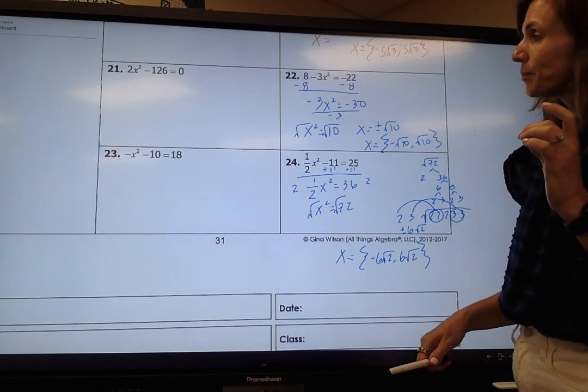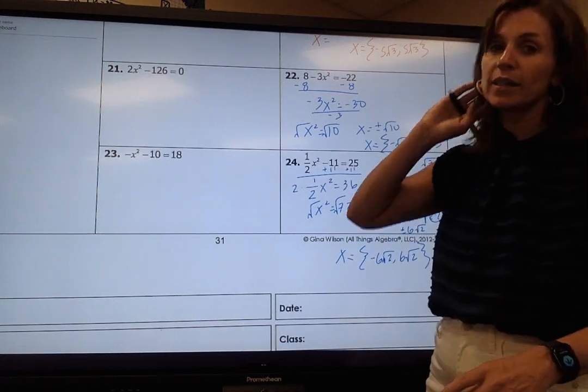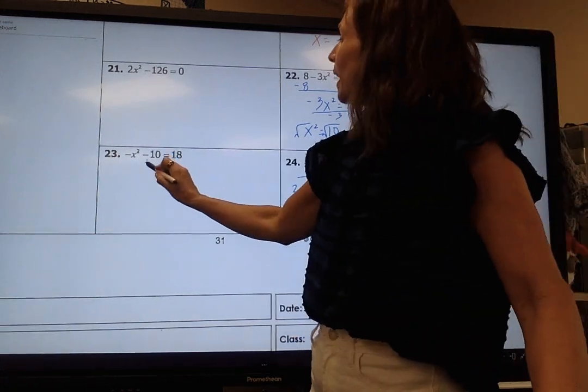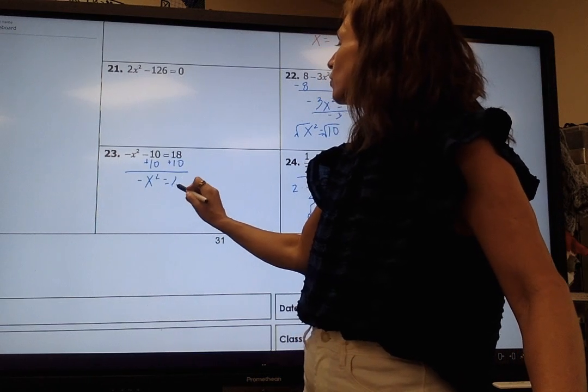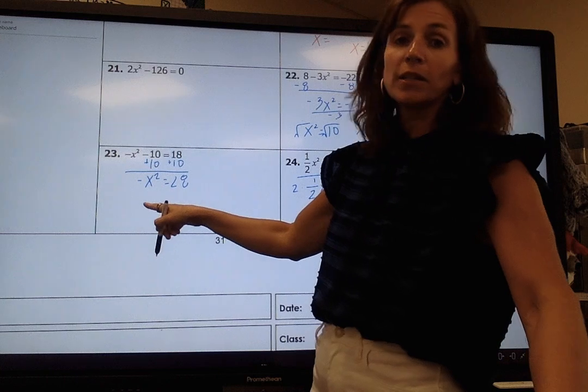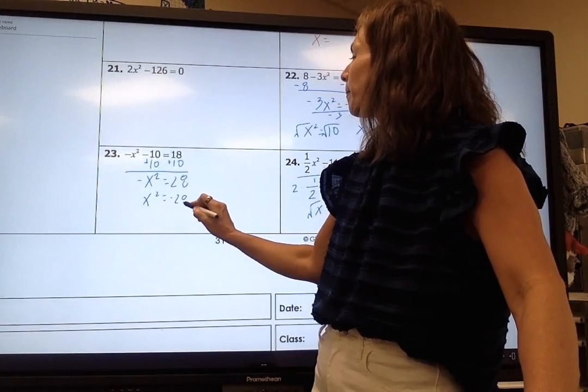Real quick, let's do 23. I want you to see number 23. So I'm going to add 10 on both sides. And I get negative x squared equals 28. And then I'm going to divide because x squared needs to be positive. So I'm going to flip it and I'm going to flip it.